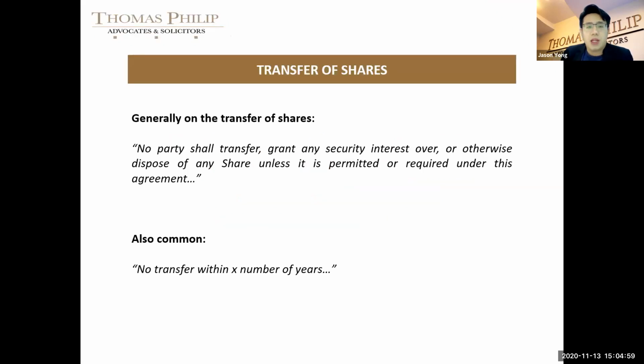Now, a lot of shareholders agreements have these kind of clauses, which is a general restriction on the transfer of shares. And this can help you in certain circumstances. But these clauses normally go like this. No party shall transfer, grant any security interest over, or otherwise dispose of any share unless permitted or required under this agreement. So it generally goes in that way.